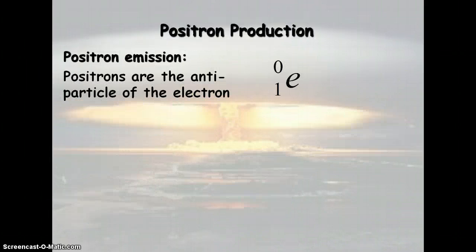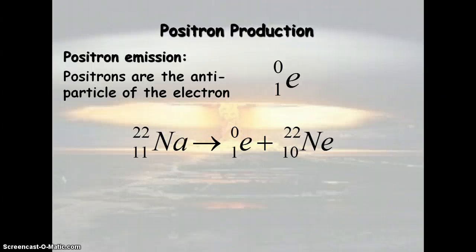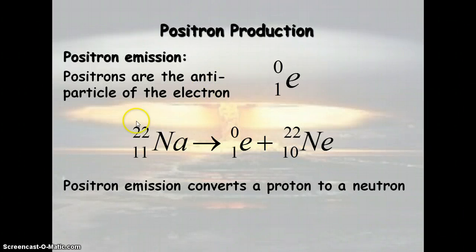All right, the next one is going to be a positron, which is basically the antiparticle of an electron, the opposite of an electron. All right, here we see a sodium atom emitting a positron to become a neon atom. Positron emission is going to convert a proton to a neutron, so it's basically the opposite of beta decay.